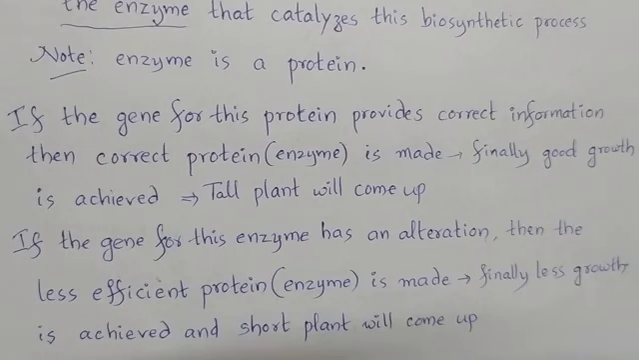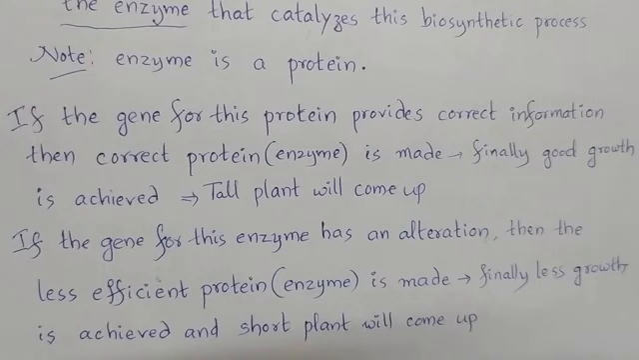When will it happen? If the gene for this enzyme or protein is providing correct information to synthesize that protein correctly, then the enzyme which is synthesized correctly will catalyze the biosynthetic process of that growth promoting hormone correctly. Then the hormone that is promoting the growth will be produced in enough quantity. This hormone produced in enough quantity will promote the growth properly and the plants will appear tall.